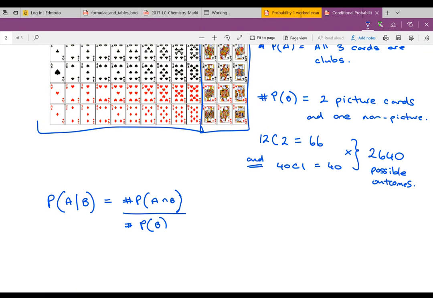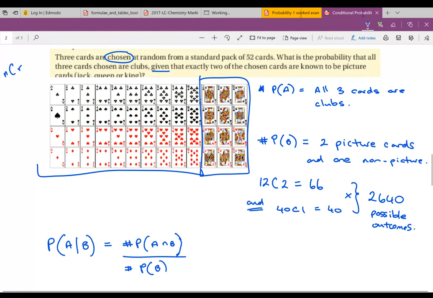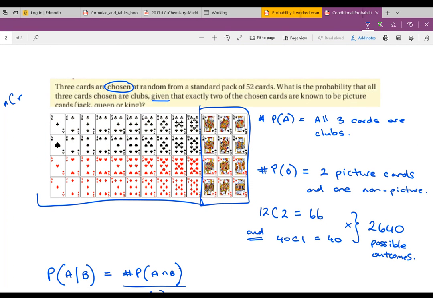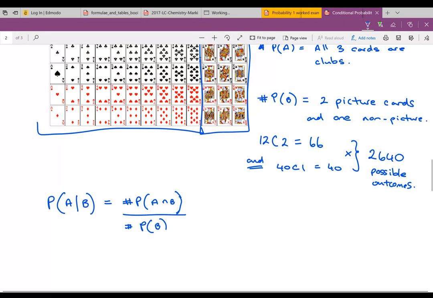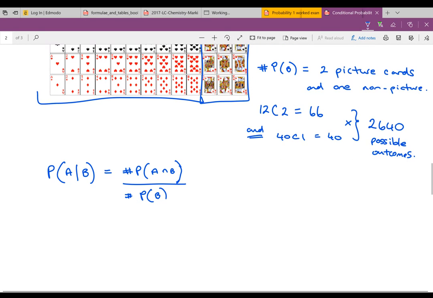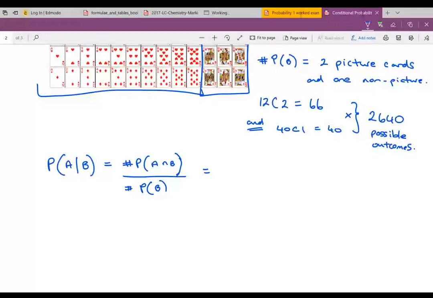Again, refer to your notes here as well. Now I can get the probability if I want, and I can get 52 choose 3 and put it over that if I want. I just don't need to. Okay, so I don't know what the probability of A intersection B is. I do know that there are 2,640 possible outcomes for probability of B.